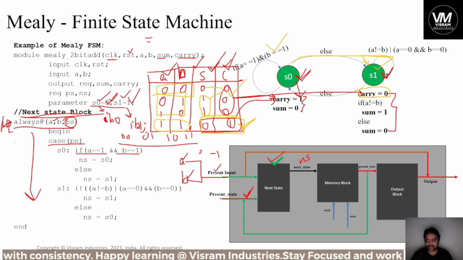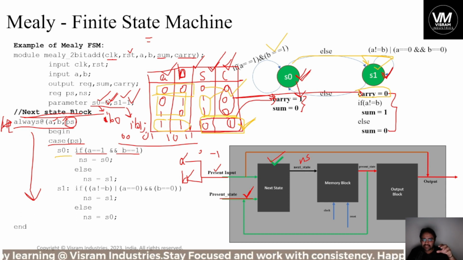Now think of this condition. The case begins. What is the current state? Your data is processed and we are getting the output carry equal to 1 and sum equal to 0. At what point of time do we get this? If A is equal to 1 and B is equal to 1, next state is equal to 0.